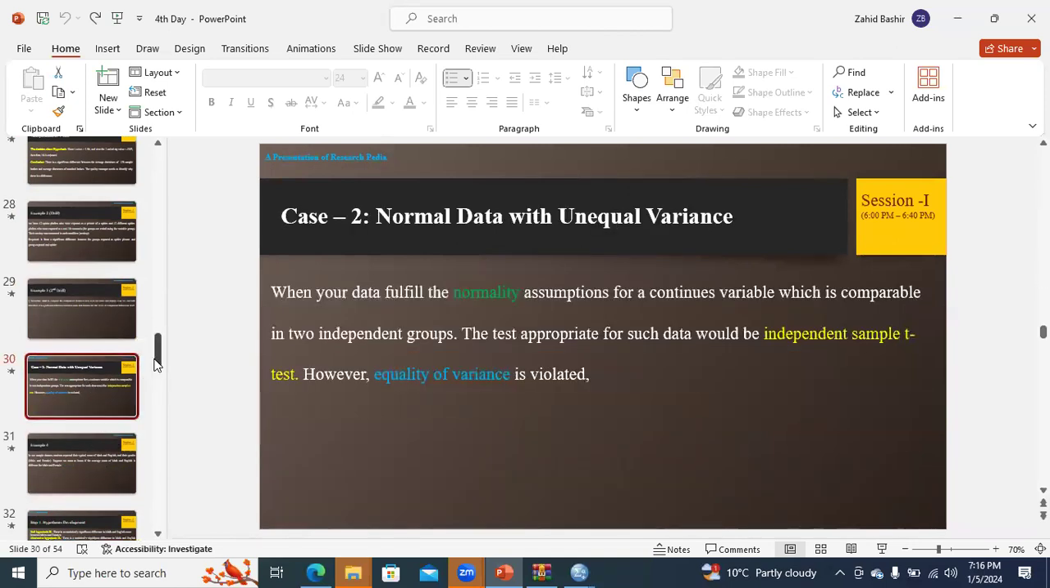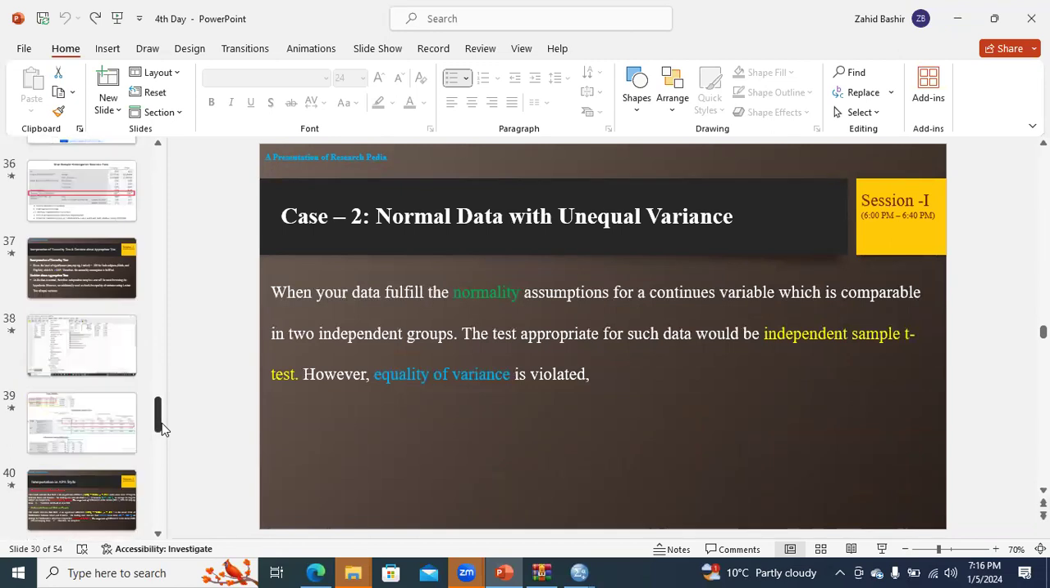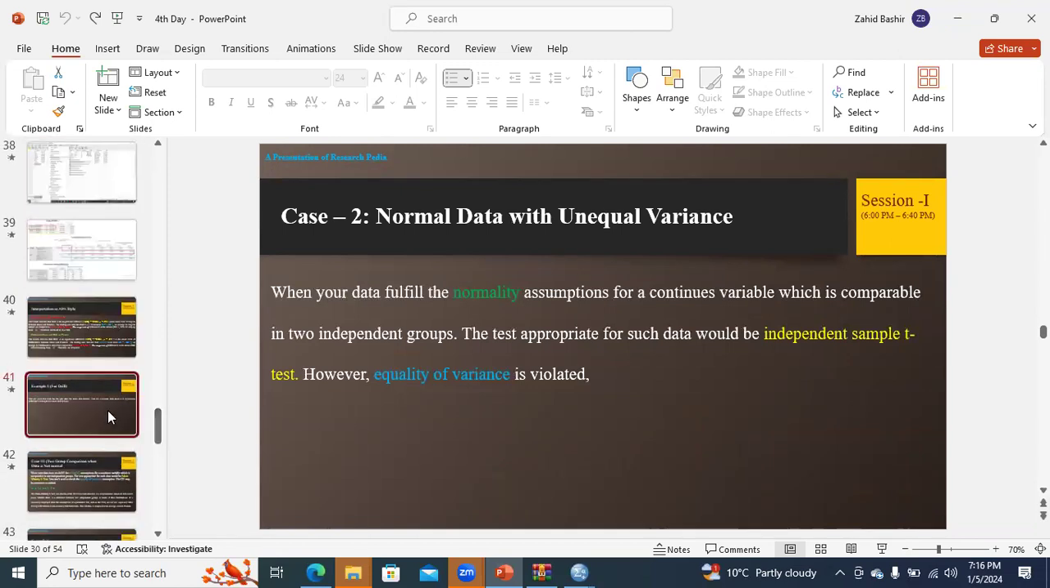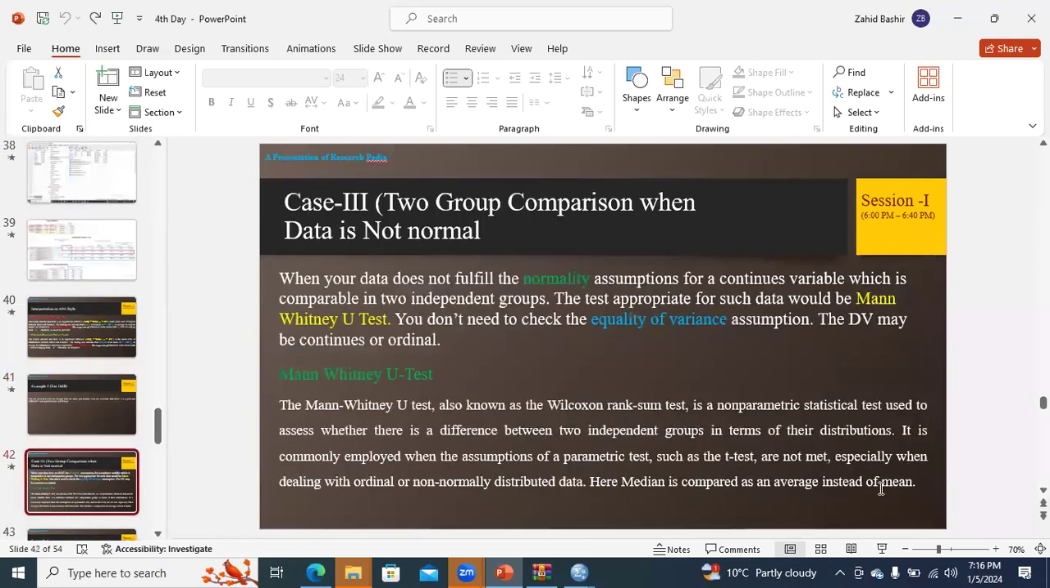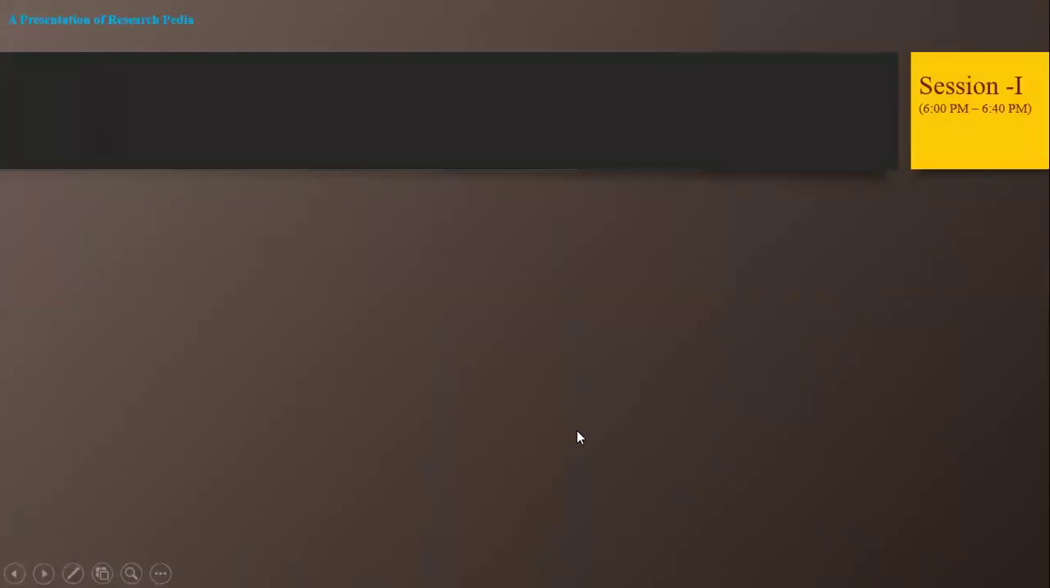This is the case 2, example 5, and this is the case 3. So start over from here.